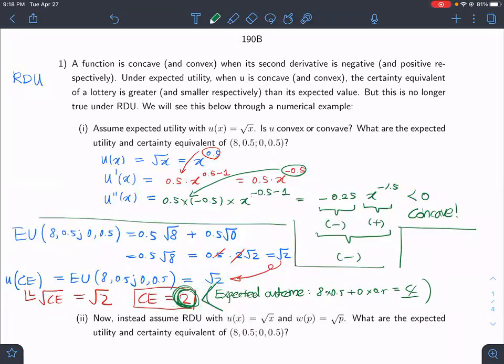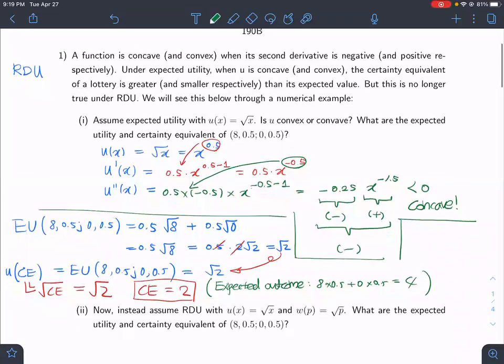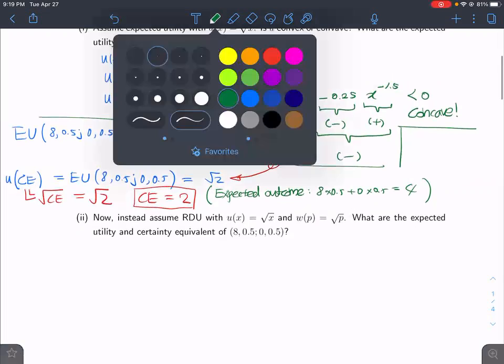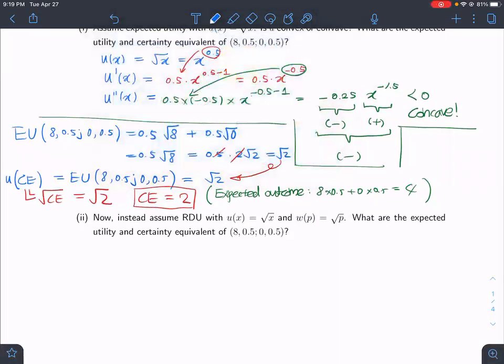So in this sense, this guy is a risk-averse person. Let's see if this logic works with rank-dependent utility. It will not work. So let's see why it doesn't work. Let us try to get the RDU of this lottery. 8 happens with 50%. 0 happens with 50%.